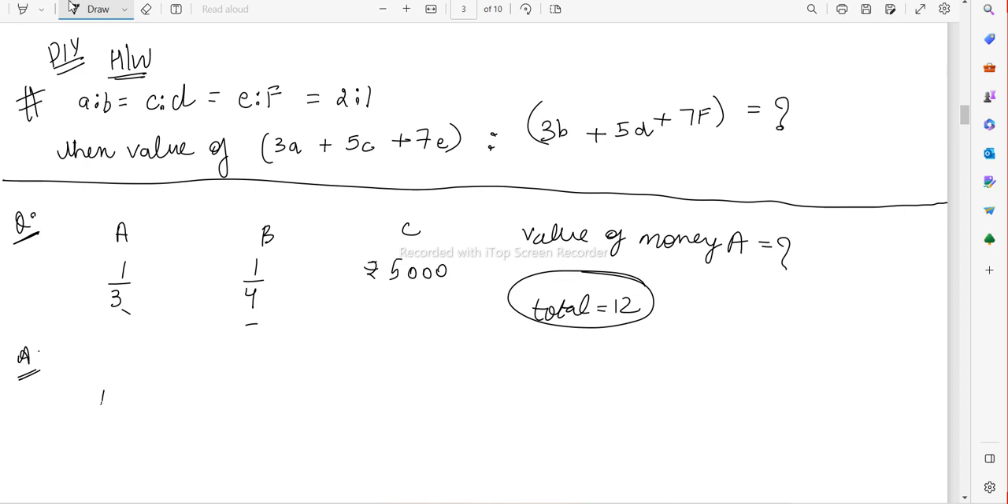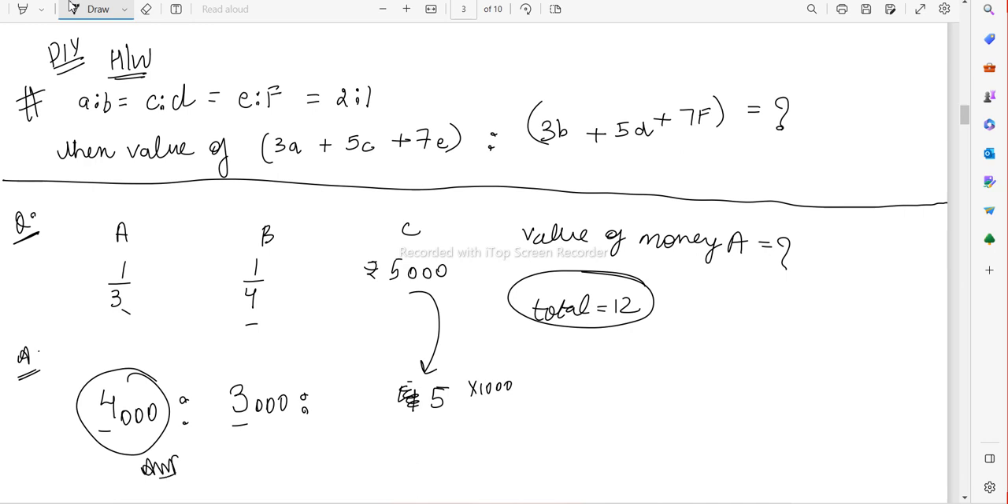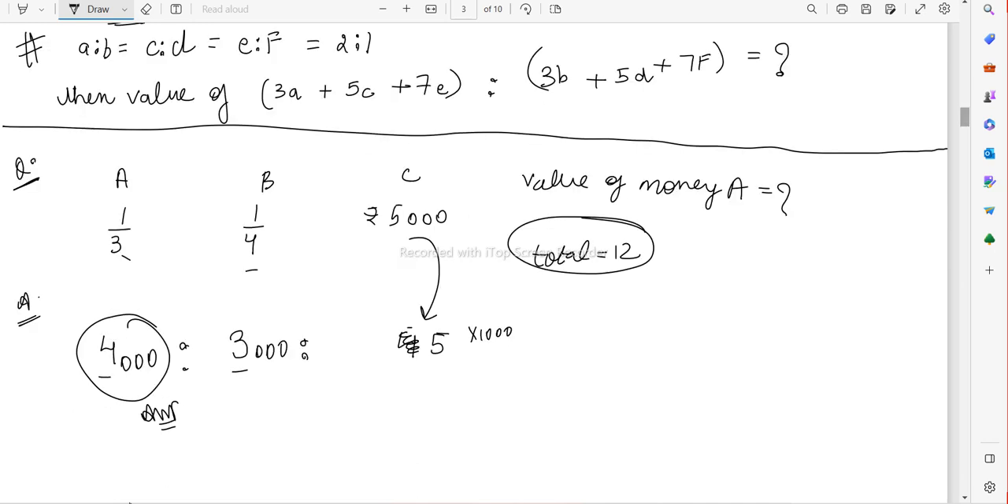So if it is 12, this is going to be 4, this is going to be 3, and 4 plus 3 is 7, so this is going to be 5. Sorry, this is going to be 5. Now you have got the ratios. If the value of 5 is 5,000, that means it is 1,000 times more, so the other values would be 3,000 and 4,000. So value contributed by A is going to be 4,000. Very easy question, nothing to worry about.